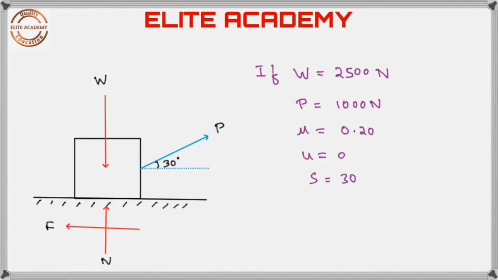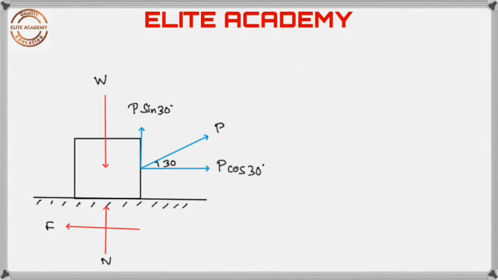So, here initial velocity u is equal to 0 given and displacement s is equal to 30 meters given. We need to find final velocity. Let us resolve P into two components. Horizontal component is equal to P cos 30 degrees and vertical component is equal to P sin 30 degrees.